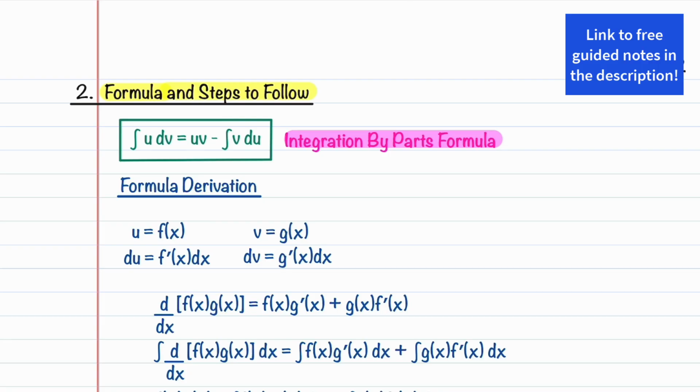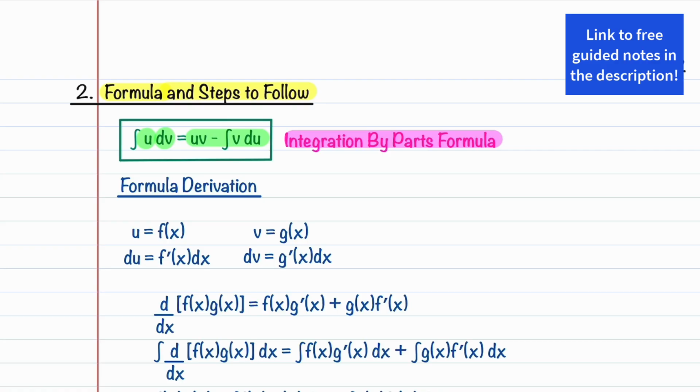You're going to use it when you're integrating two functions and you set one equal to u right here, and then the other one you're going to set equal to dv. And sometimes that other function might just be dx. The formula is uv minus the integral of v du.